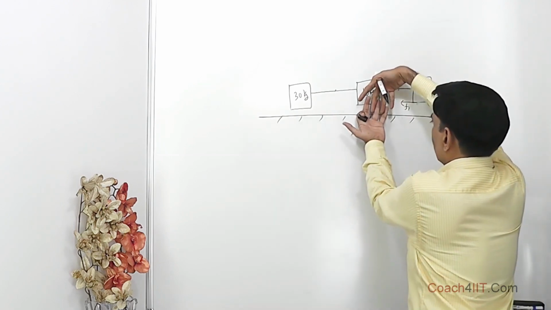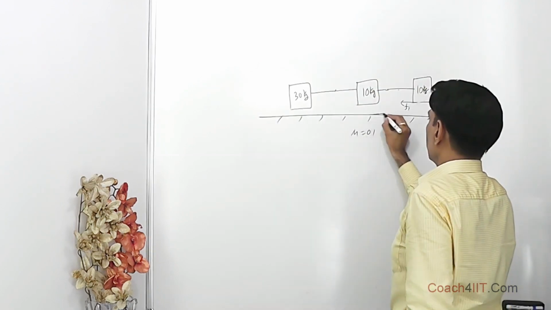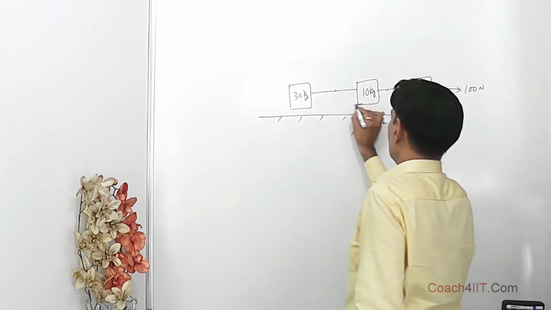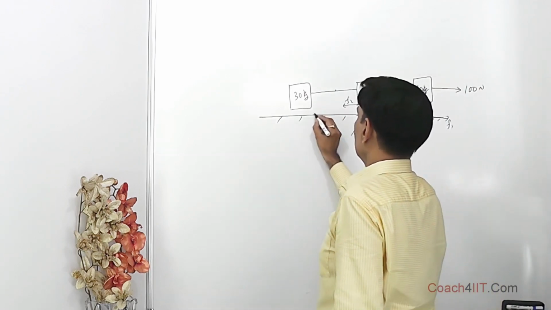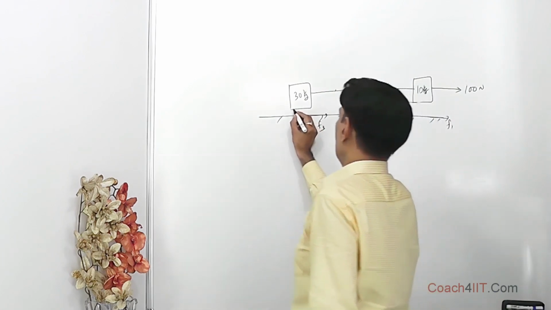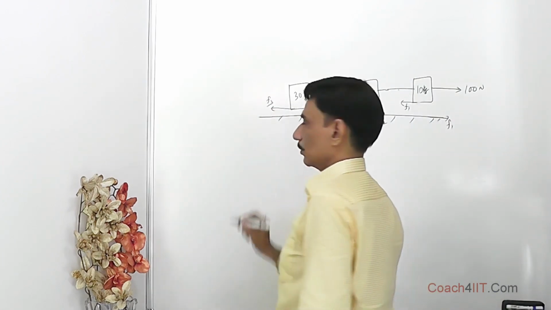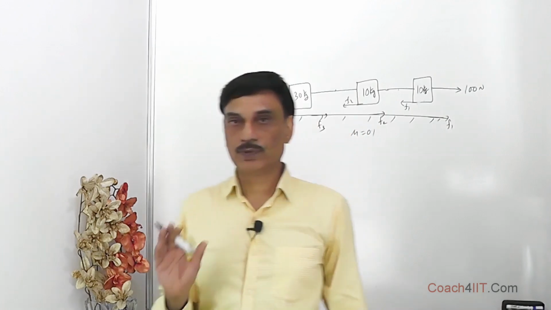Similarly, the interlockings are here also. This block tries to move this way, so it pushes the earth in this direction, the earth pushes it back in this direction, this pushes the earth in this direction, and the earth pushes it backward in this direction. So these are the directions of the friction forces.